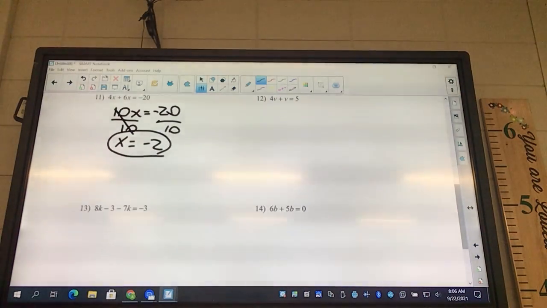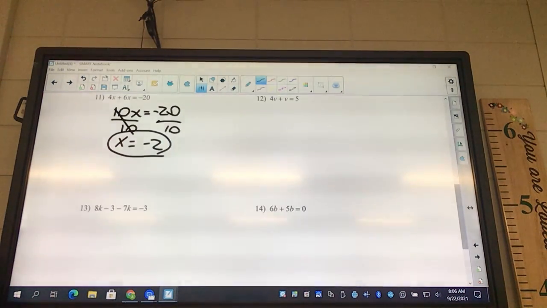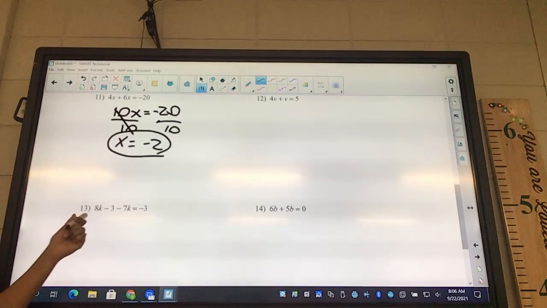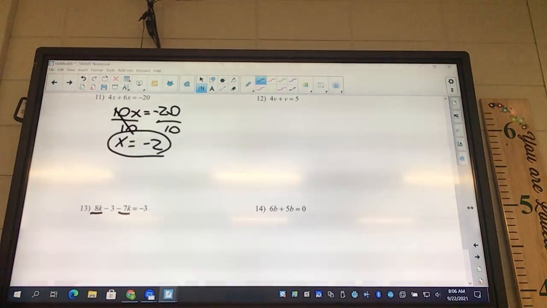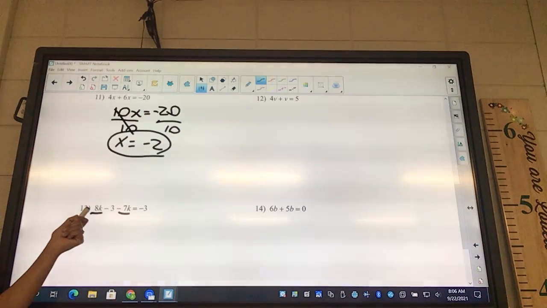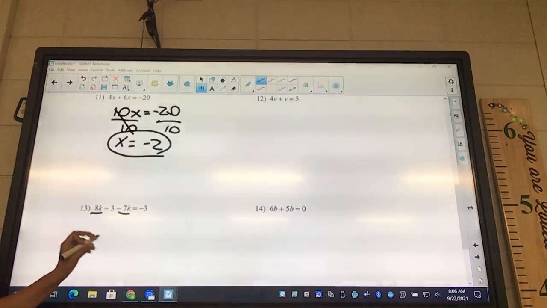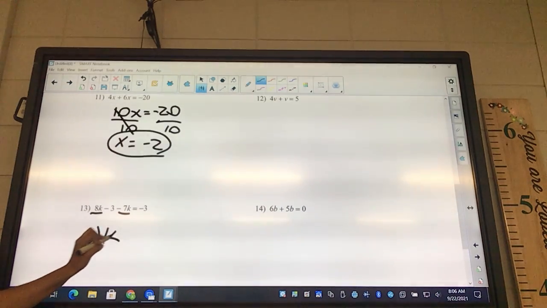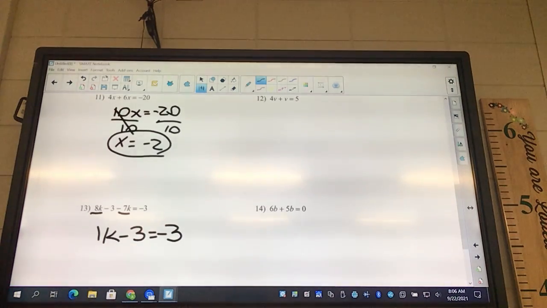Okay, look at 13. What can we combine? 8 and the 7. Okay, and it's really a minus 7. So this 8 and this minus 7 is going to give me what? Negative 15. Mm-mm. You would just type it in your calculator, like this: 8 and then minus 7. 1. 1k minus 3 equals negative 3.